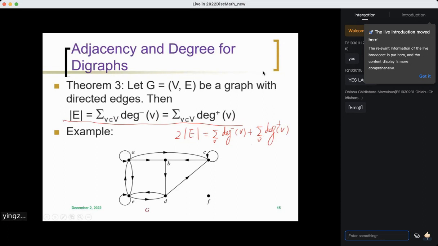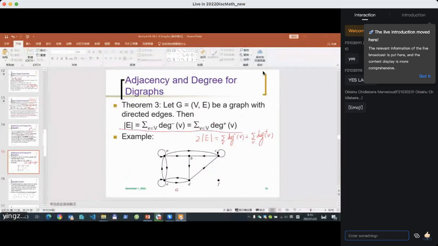And for the digraph, we also find from this row 3 that the in degree and out degree are equal, because we know that for each edge, there is only one in degree and one out degree. So on average they have the same. Okay, just also to show more examples from the video.